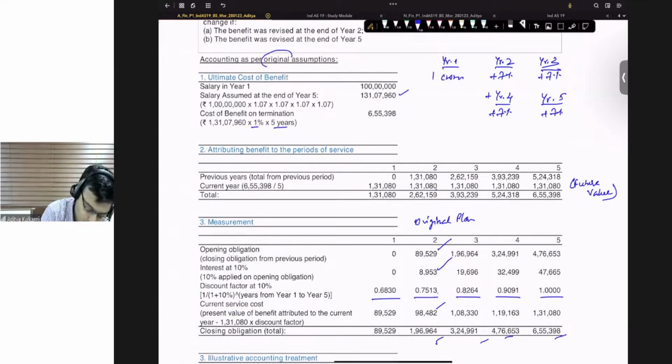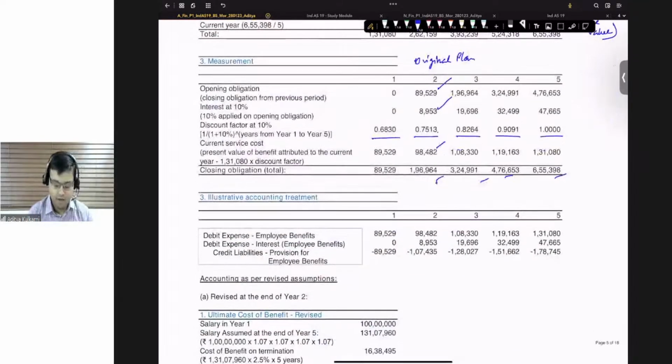Okay, as per original assumptions, 1%. So what is the entry that you are going to pass? Employee benefit expense account debit to provision for employee benefits. So 89,529 first year, 98,482 second year, 1,08,000 third year, so on and so forth. Interest expense is 0 for the first year, 8,953 for the second year, 19,696 for the third year, so on and so forth. Credit the liabilities.